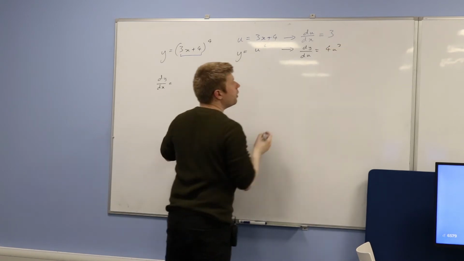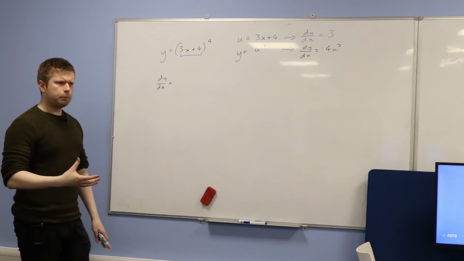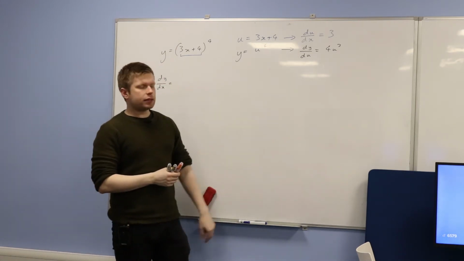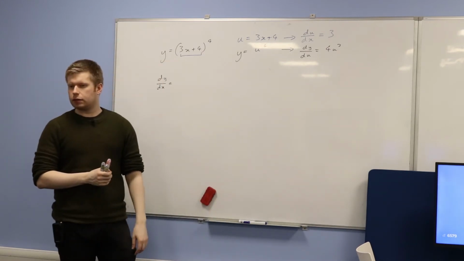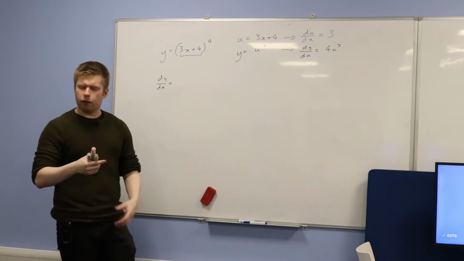4u to the power 3. Perfect. Okay? Then it's just a case of putting it together. But the question is, how? Look what I have. I have a du by dx, and I have a dy by du. I want dy by dx. Now, if you're familiar with your fractions, this should work out, okay?